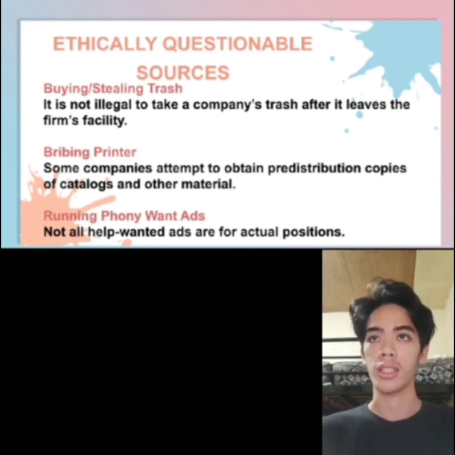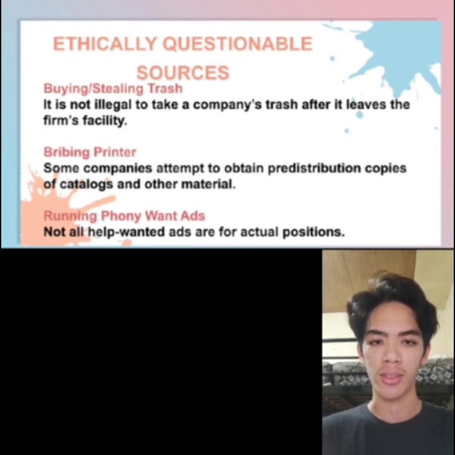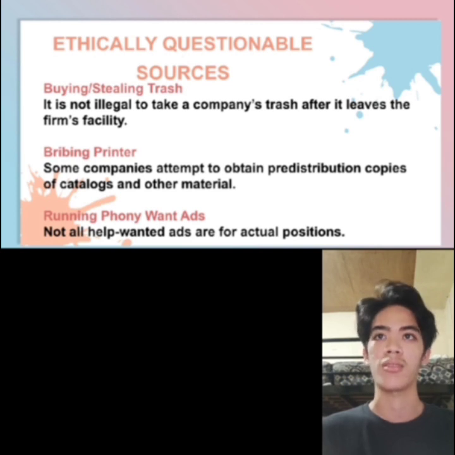buying or stealing trash. It is not illegal to take a company's trash after it leaves the firm's facility. So, hindi nga naman illegal na kunin yung basura. Kaso, syempre parang kukunin mo yung basura ng company para lang makakuha ng information, parang ang unethical. Tsaka when bribing employees or obtain access to these created documents, yun, isa rin yun.